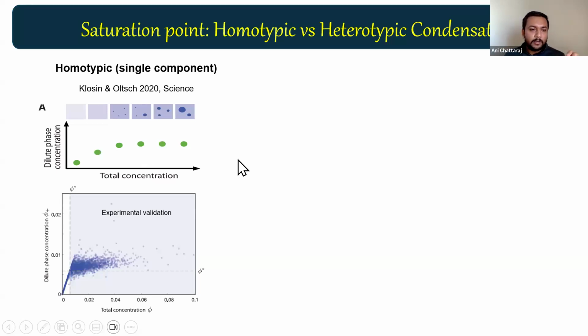So for a single component homotypic condensate, this is the behavior. Let's say you titrate up the concentration of a particular molecule, and after a certain threshold concentration, the phase separation will take place. Beyond that point, the dilute phase concentration would no longer change. If you titrate the concentration beyond that point, you see the dilute phase concentration remains flat while the droplets are growing in size and number. That is the typical behavior from a homotypic droplet.